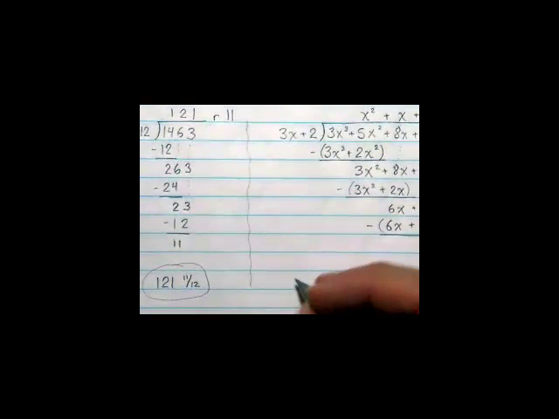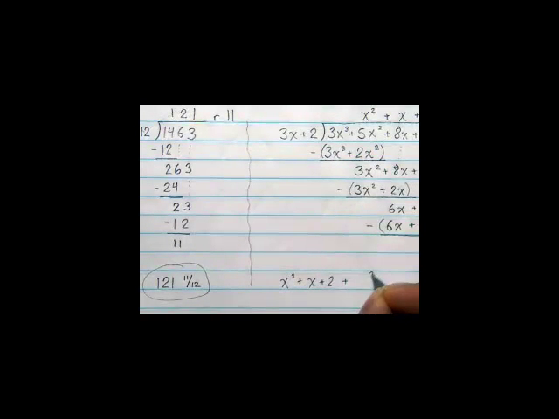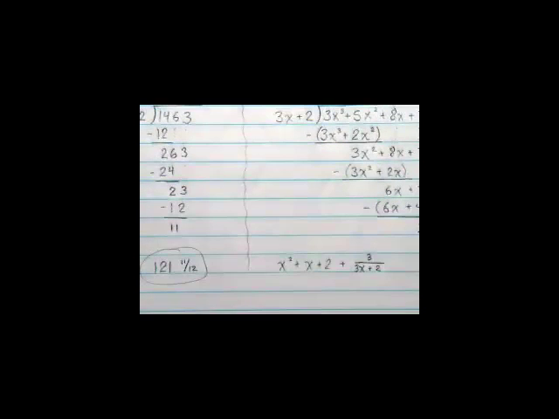So our answer to this one will be x squared plus x plus 2 plus, oops, that should be 3x. 3 out of 3x plus 2. Looks like that. And we've used polynomial long division to get to that point.